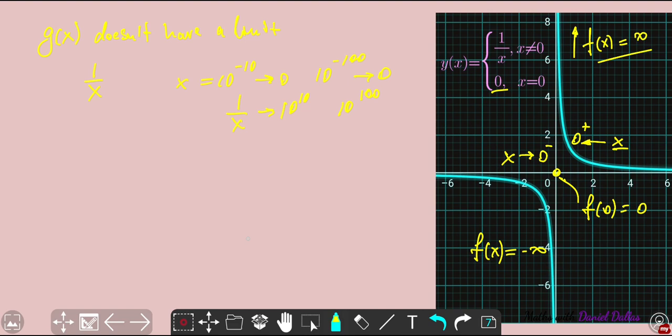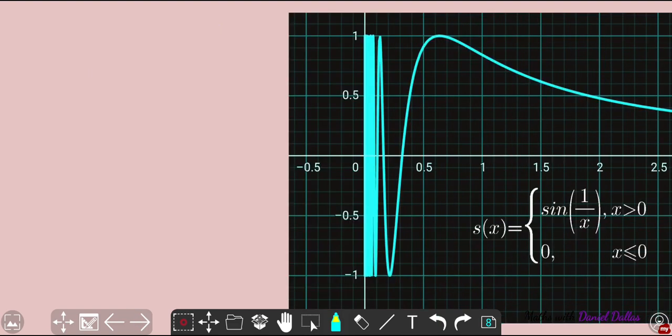Okay. Let's have a look at the last example. So we have function s of x, which is defined as sine of 1 over x for x in the positive range and 0 for x less or equal than 0. So basically the left-hand side of this graph is going to be like this one, okay? And 0 itself. So that's for x less or equal than 0.